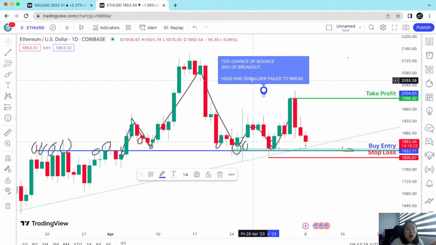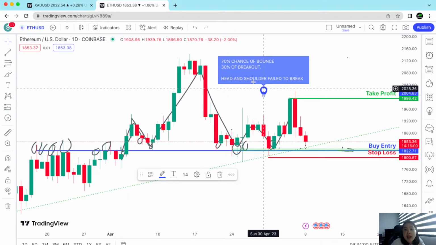Last week when we did this analysis, my analysis was a 51% chance of a bounce and 49% chance of a breakout. If I had to put my bias somewhere, I felt like there was going to be a bounce, but I wasn't very sure because there was also a head and shoulder forming. This week we can see that the head and shoulder failed to break, giving me confidence that the bounce is more likely to happen. So this is my setup for Ethereum.